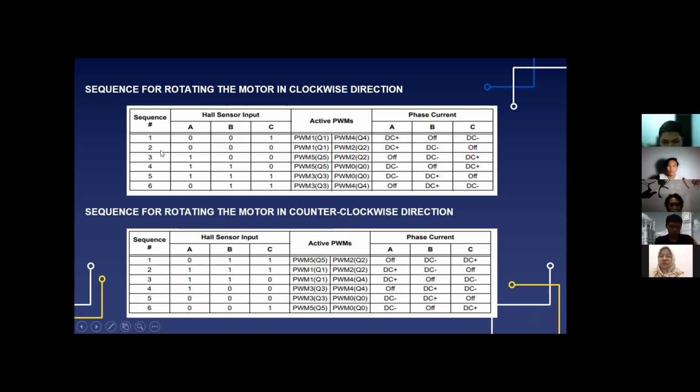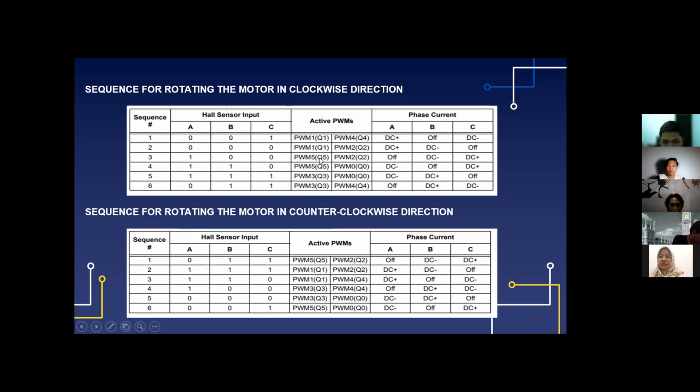Sequence number 2: A, B, and C are all detecting south poles. The active PWM is Q1 and Q2, phase current A is positive, phase current B is negative, and C is off. Sequence number 3: Hall sensor input A detects the north pole, and Hall sensor inputs B and C detect the south pole.